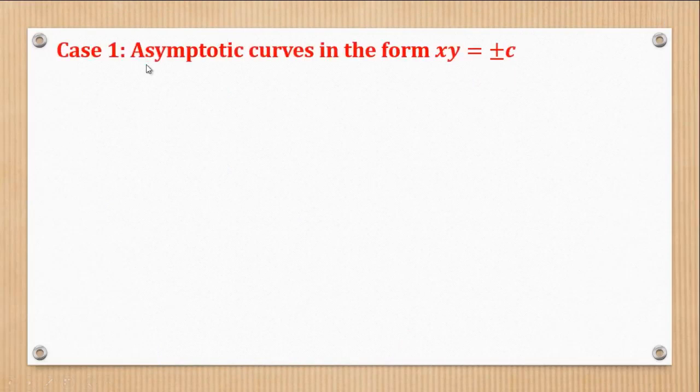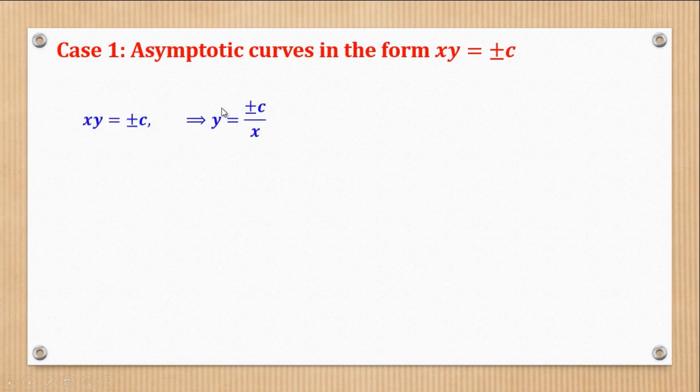So now we shall go to case 1 of asymptotic curves, which are in the form xy equal to plus or minus c. Now in this case, c is a constant. It can be 2, it can be 3, it can be 5, it can be 10, it can be any value. So curves in this form can be drawn as we shall see in the following procedure.